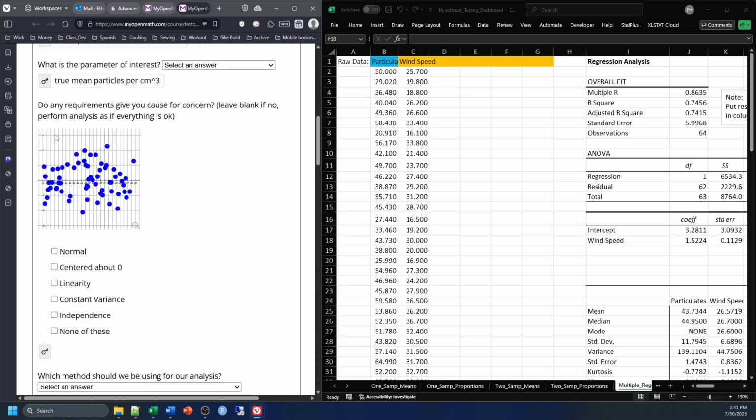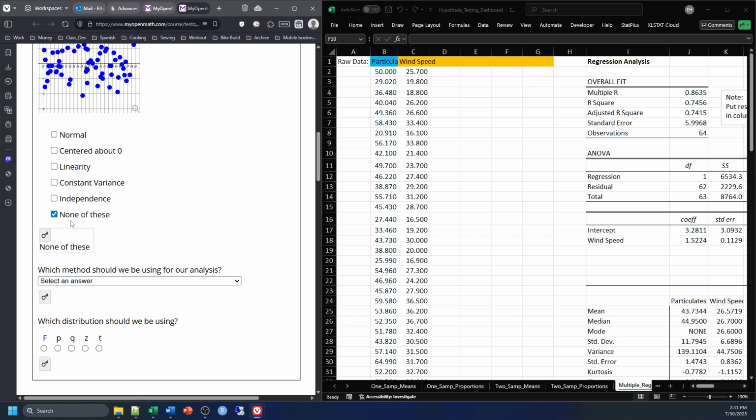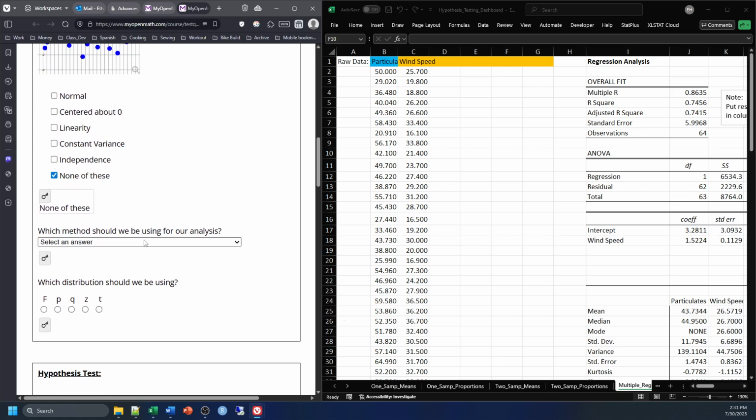This next one that we're looking at is, do any of the requirements give you cause for concern? If blank, leave blank. If no, perform an analysis if everything is okay. So if we look here, are we concerned about normality? No. Are we concerned about centered about zero? No. Are we concerned about linearity? No. We're not seeing any real patterns. We're seeing constant variance, that means no fanning. We're not seeing any main clusters. So we're just going to click none of these and keep on going. None of those are giving us cause for concern. We have a nice little cloud going on.